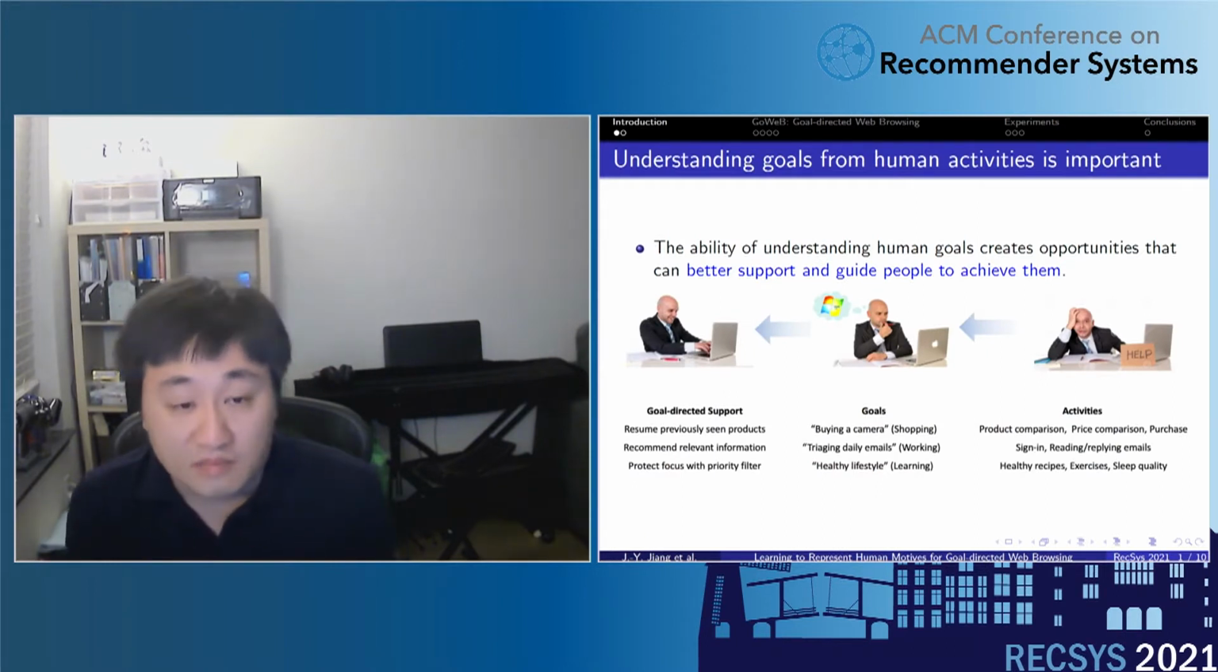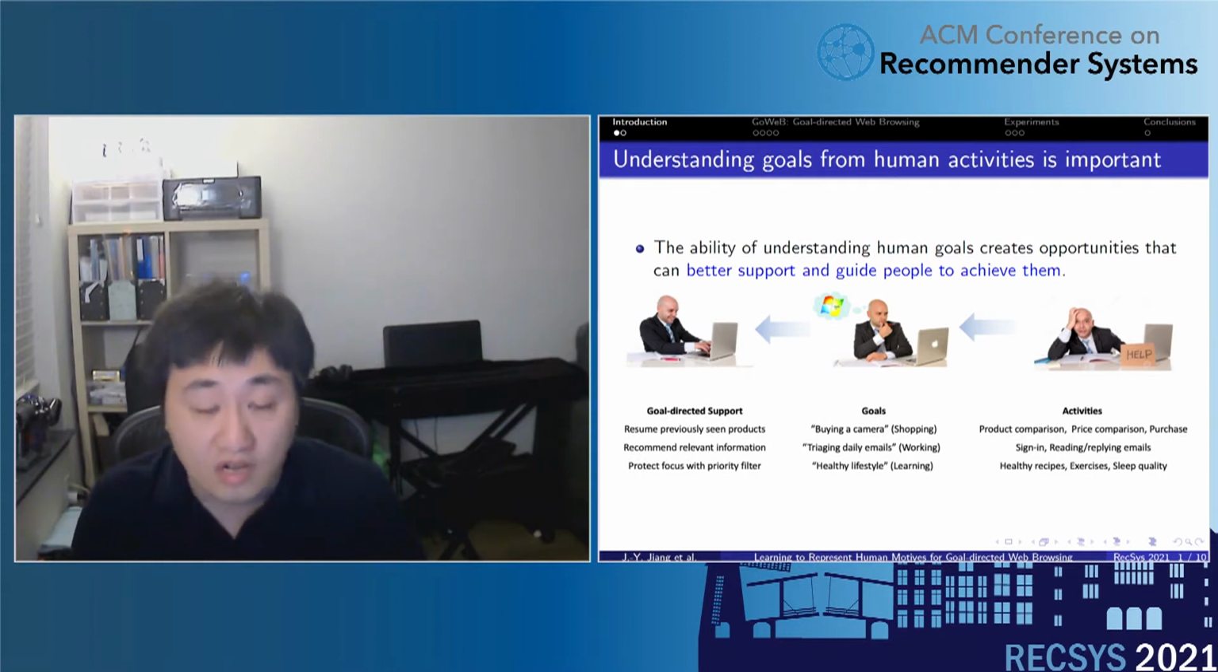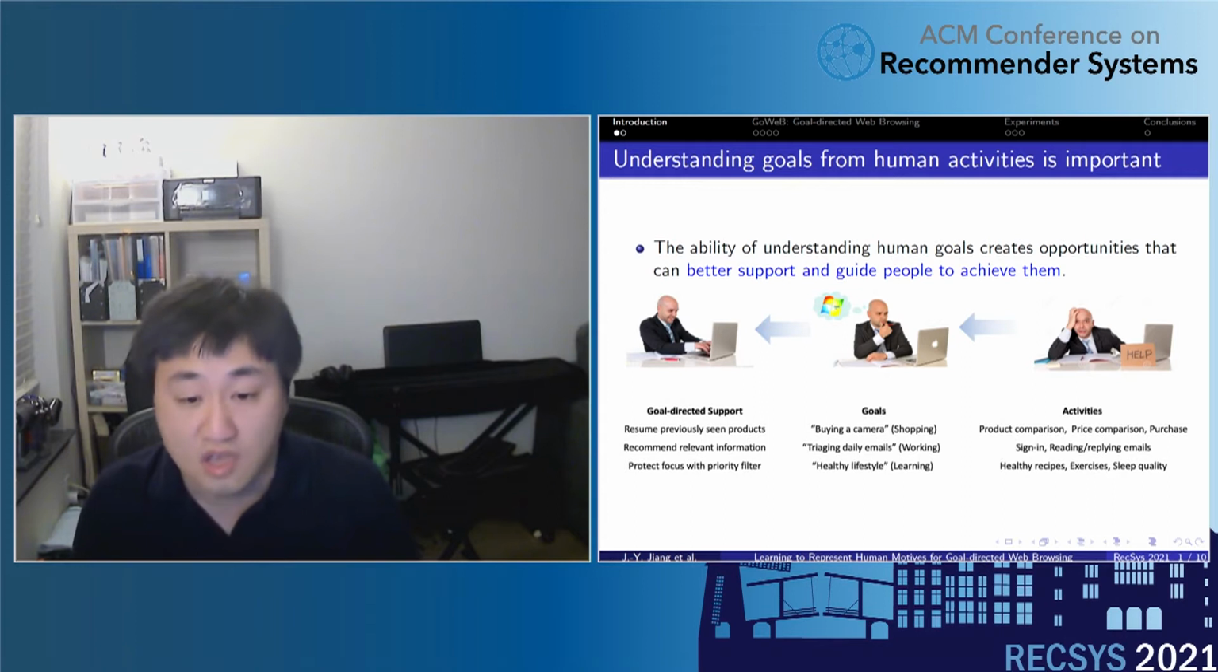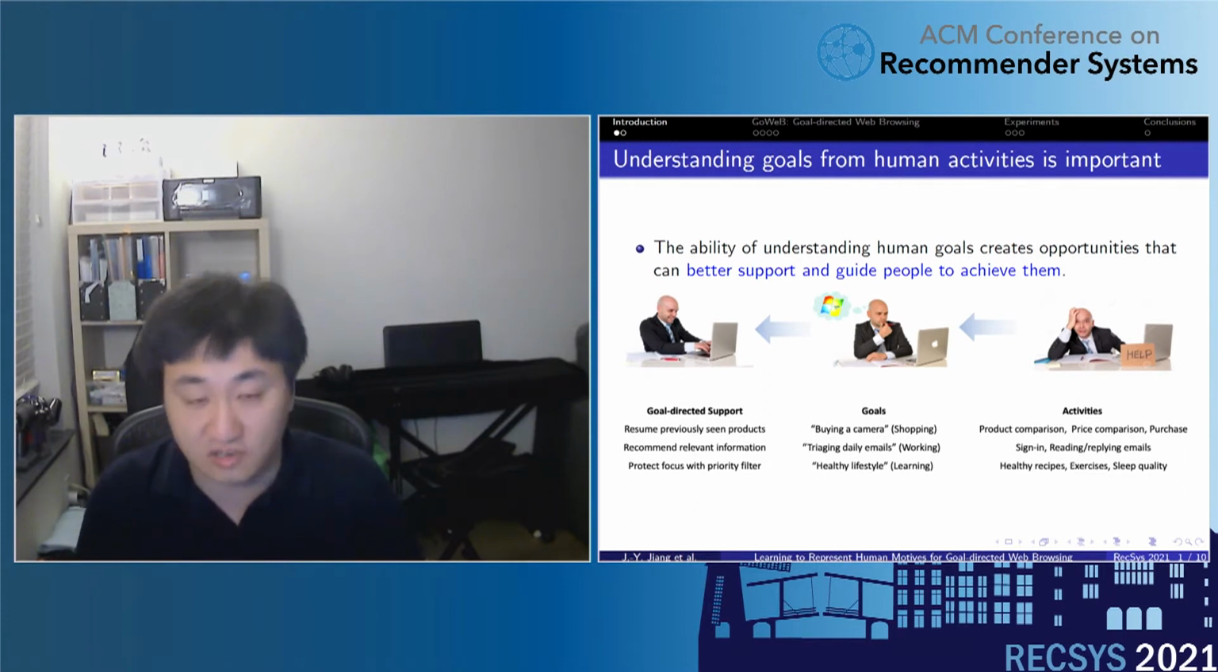It is very important for us to understand human goals from their activities, because if we can understand their goals more, it will give us a great opportunity to better understand, support and guide people to achieve their goals. For example, if we understand that some people would like to pursue a healthy lifestyle through health recipes, exercise, or sleep quality, we can help them achieve their goal by projecting their focus with some filters so they can be more concentrated.